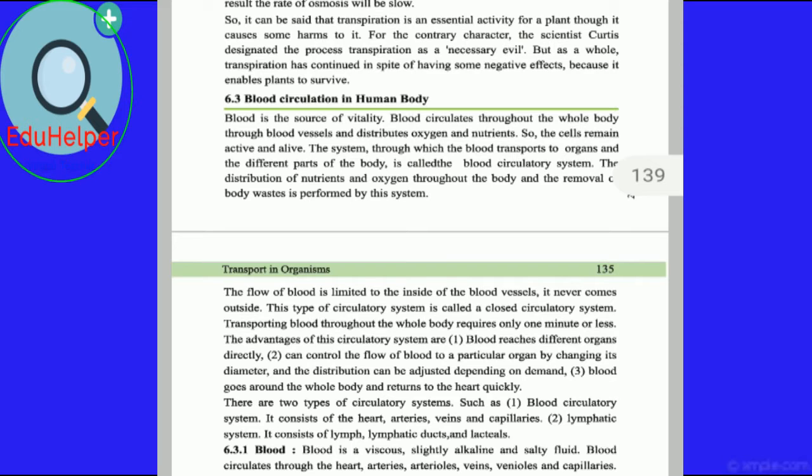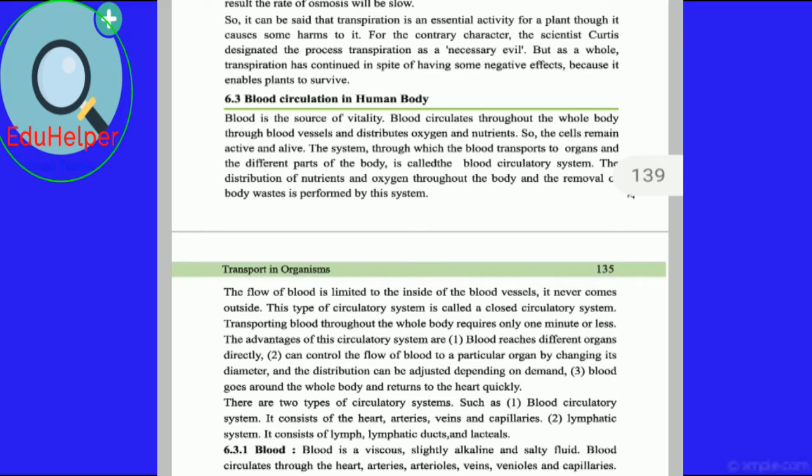It helps in different kinds of metabolism and transportation of different kinds of gaseous components.